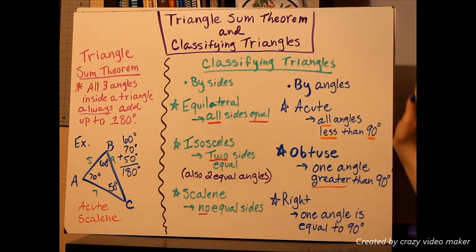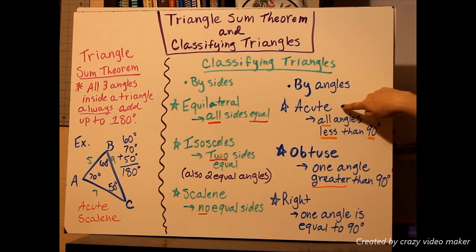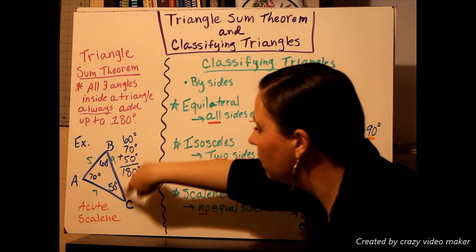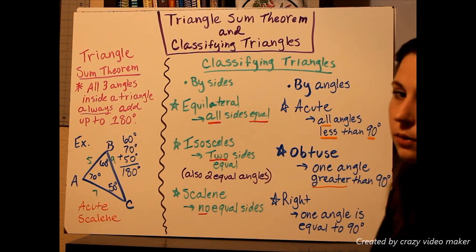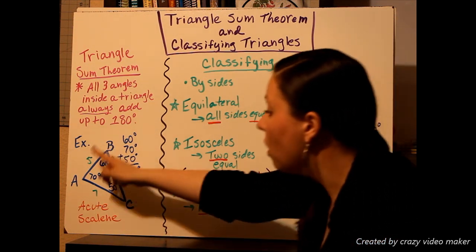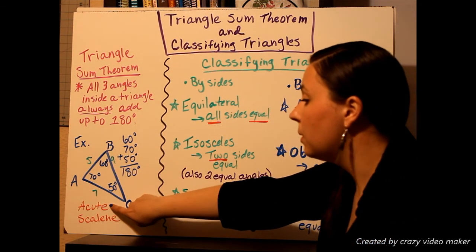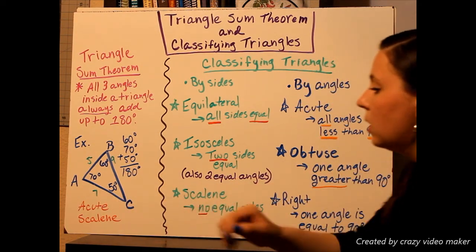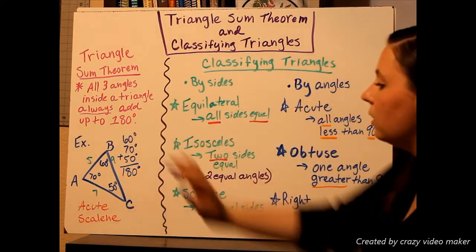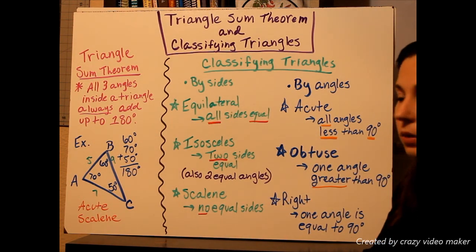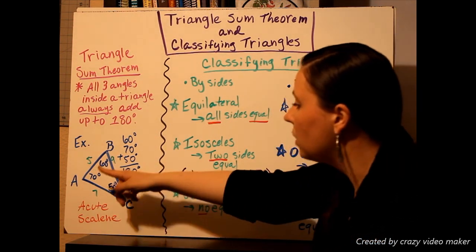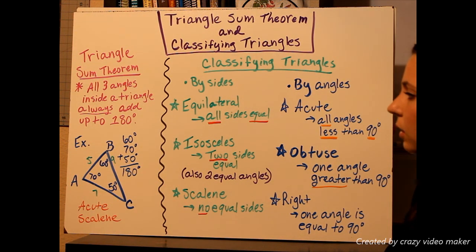And then we'll go and look by the angles. So we see acute. Are all of them under 90? Yes. 70 is less than 90. 60 is less than 90. 50 is less than 90. All three angles are under 90 degrees. That makes it an acute triangle. So we have an acute scalene triangle. If you remember here, the Triangle Sum Theorem, all three of these angles will add up to be 180 degrees.